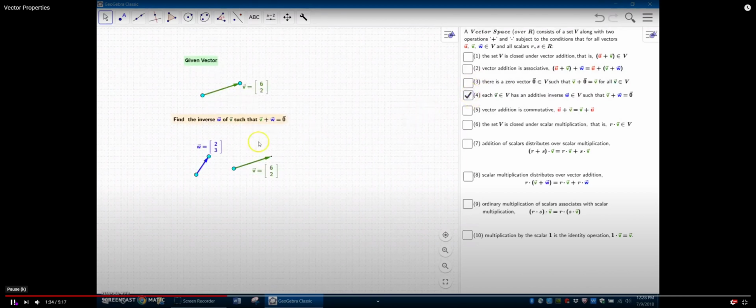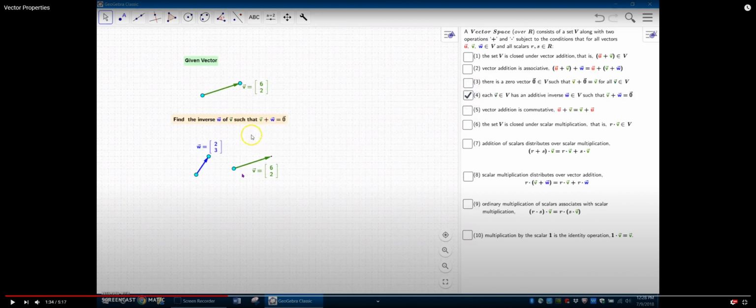Right, and now what he's looking at is additive inverse. So this is his given vector v over here, and what he wants to do is get an inverse of it. What he wants is a vector w that when you add it to the original v, you're just going to get the zero vector.